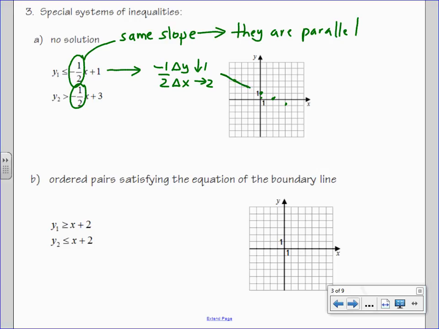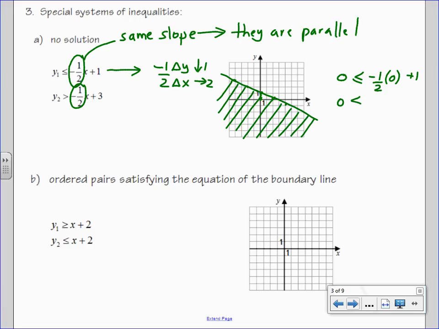So it's going to give me a line. And my y is smaller than that. So smaller means I'm going to come here. If I want to make sure, I can check the point 0, 0, plug it in. So it's going to give me 0 smaller than minus 1/2 times 0 plus 1. So 0, is it smaller than 1? Yes. So that means my point 0, 0 is in the region that I want to shade.